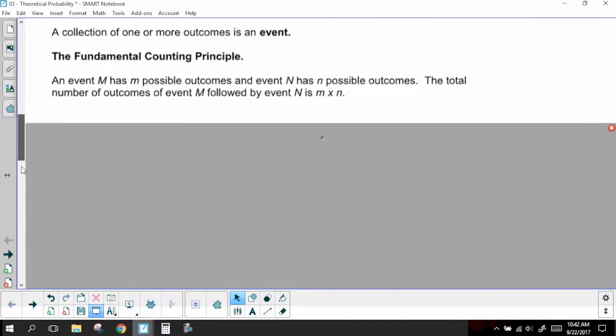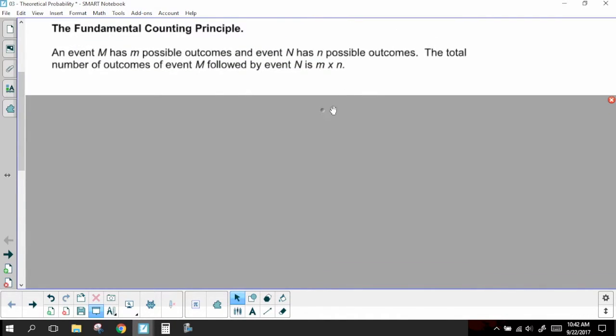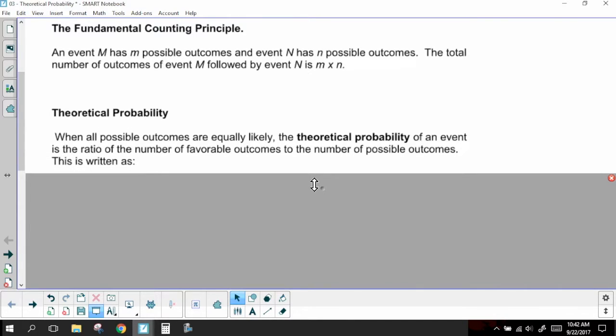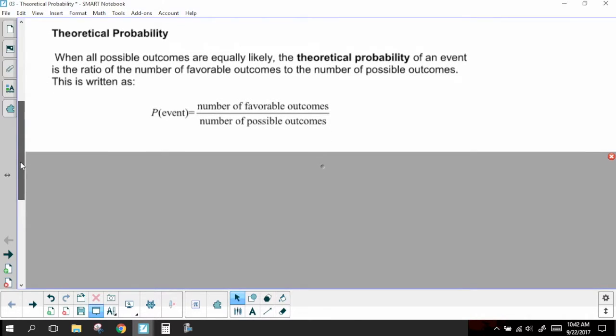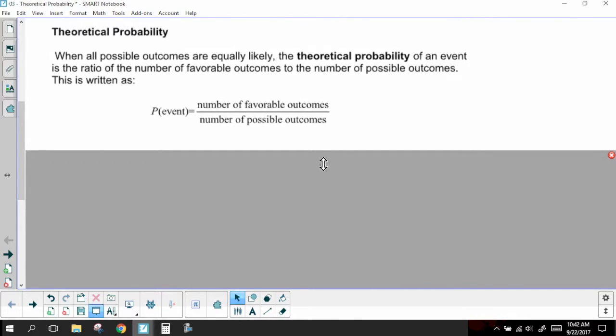So we're going to use that when we talk about probability. When all possible outcomes are equally likely, we can find theoretical probability of an event. It's written as a ratio of the number of favorable outcomes to the number of possible outcomes. So, as a fraction. You can say P and then in parentheses the event, the thing you're looking for. The number of favorable outcomes, the number of things we're looking for, on top, and the number of possible outcomes on the bottom. You can write ratios in other forms, but the fraction way is the way we're going to be using it.